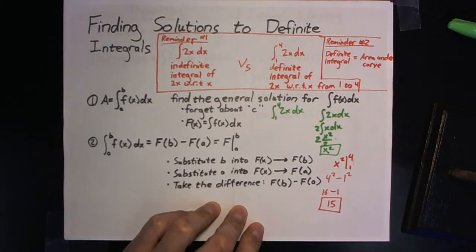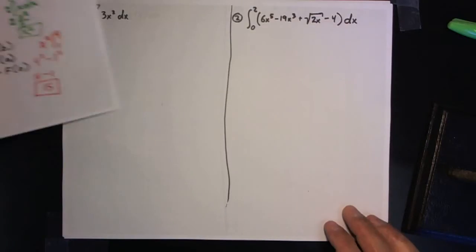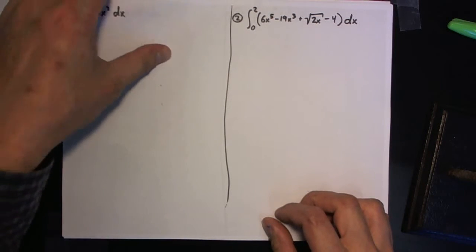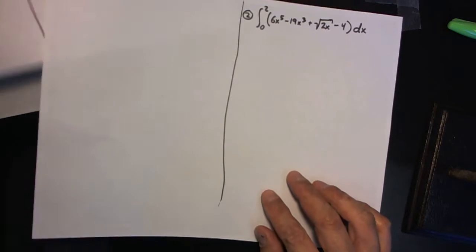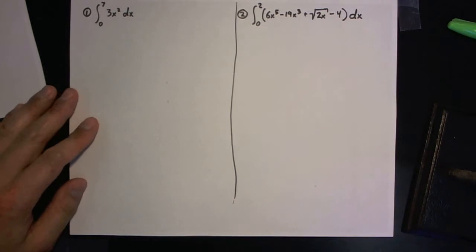All right, let's apply this to a few different sample problems. I want to make sure I only take one sheet at a time, that way I don't run into that bleed-through problem I had on the last video.